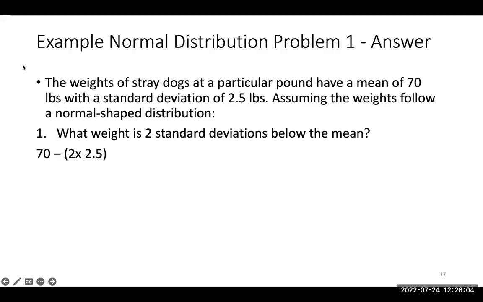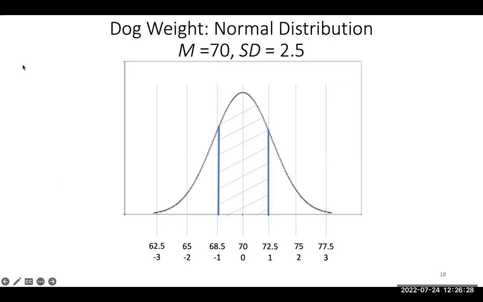So 2 standard deviations below the mean, we would calculate as 2 times 2.5. Remember, the standard deviation is 2.5. We want to know what is 2 standard deviations below the mean, so we multiply it by 2. So 70 minus 5, we get 65 pounds. And right there, we've answered the question. What weight is 2 standard deviations below the mean? 65 pounds. So here we have a diagram of it.